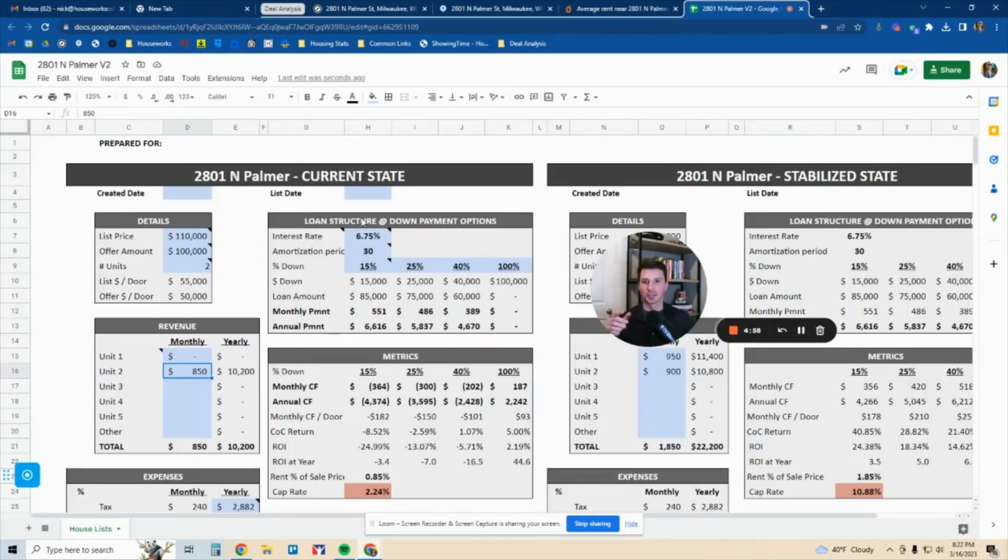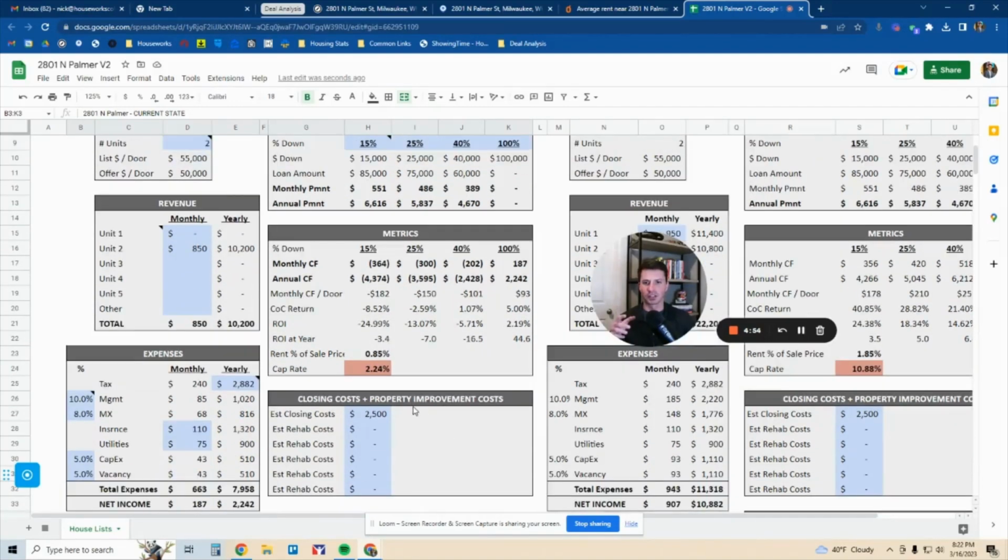Okay, so now that we talked through this current state and what all these different buckets are, the last one I want to talk about is closing costs and property improvement costs. So you're going to put your estimated closing costs in here. And then also if there's any immediate repairs that you think you're going to need, let's just say we know it needs about $4,000 worth of gutter and siding repair.